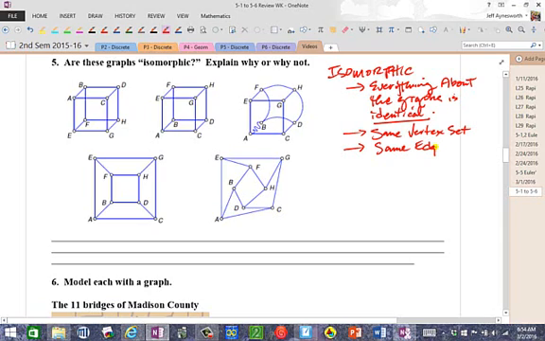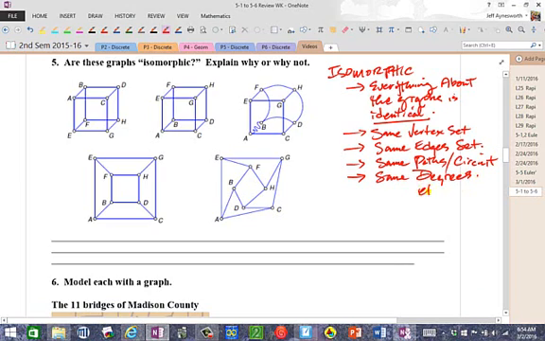Okay, everything is the same: circuits, paths, etc. You have to look at edge sets, same degrees. I mean, the list goes on and on. Everything about the graphs is the same, etc.